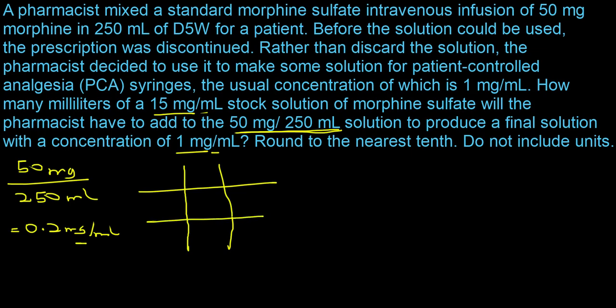And now your higher strength will be in the top left corner. So that's where the 15 will go. And then the lower strength is the 0.2. And your desired concentration is 1. So that goes in the middle. And if you would recall, the way alligation works is you're going to subtract the lower strength from the desired. And that will give you the number of parts of the higher strength. And that will go to the top right.